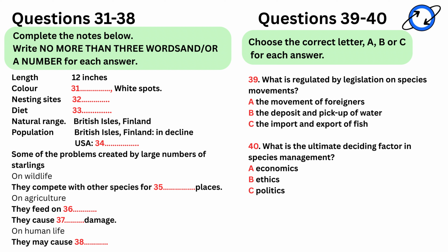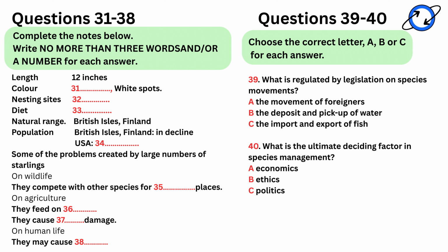Its native range includes the British Isles and Finland, but it is also found in most of Europe and parts of Asia and Africa. In the British Isles and Finland, however, it has suffered a huge decline, and in these countries there is an effort to conserve the species. It is a different story in some of the places where it has been introduced. For example, the population in the USA is estimated at 170 million birds. Also, they are becoming a big problem in Australia and New Zealand.